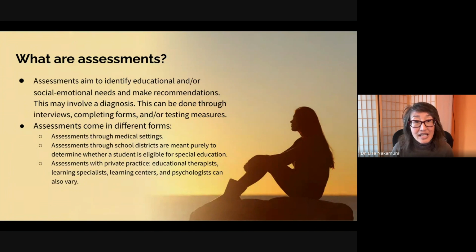Because psychologists can give a diagnosis, they're also able to give recommendations, and that could be thinking about accommodations for students as well. So that's the other piece around that.